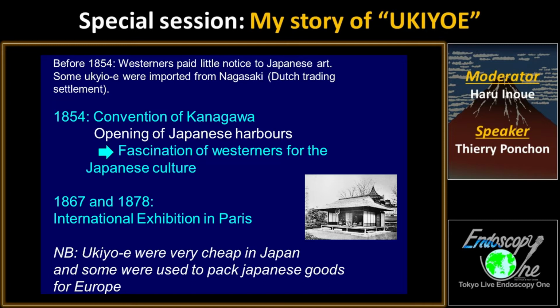Following 1854, the Japanese harbors opened to foreigners, and then suddenly the Westerners, Europeans, were fascinated by Japanese culture. In 1867 and 1878, you had two international exhibitions in Paris, and in the first, in fact, a Japanese house was presented. At this time, ukiyo-e were very cheap in Japan, and some were used to pack Japanese goods for Europe. So a lot of very cheap ukiyo-e were sent just to pack Japanese goods.